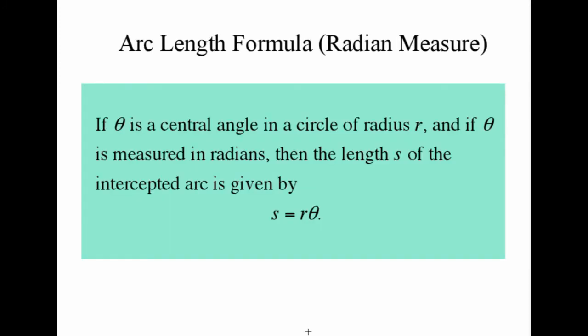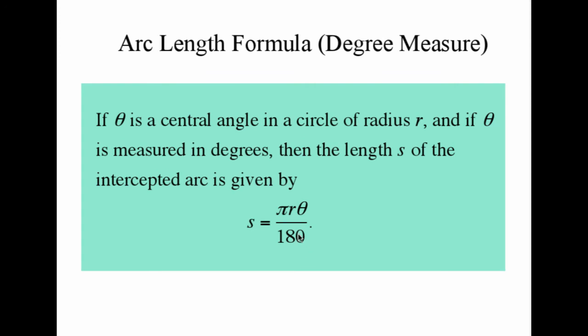So here's a formula for measuring arc length in radian measure. If theta is a central angle in a circle of radius r, and if theta is measured in radians, then the length s of the intercepted arc is given by s equals r theta. Fairly simple formula. In degree mode, if theta is a central angle in a circle of radius r, and if theta is measured in degrees, then the length s of the intercepted arc is given by s equals pi r theta over 180. And all this is just taking the conversion factor pi over 180 and introducing it into the radian formula.